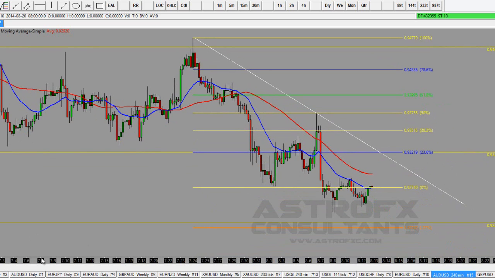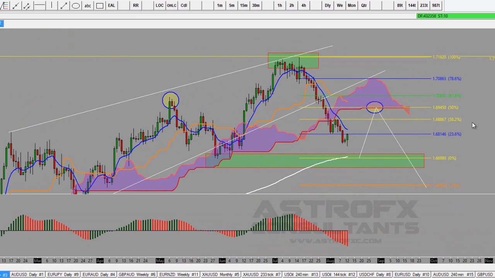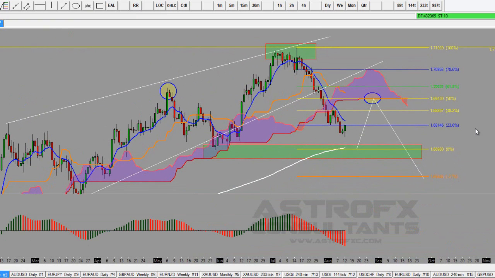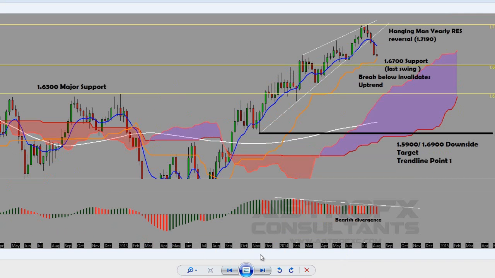So that's that. Okay, so I'm going to go back to GBP USD. Okay, so I posted this yesterday. As you can see here, I'm sure you guys are familiar with this post.